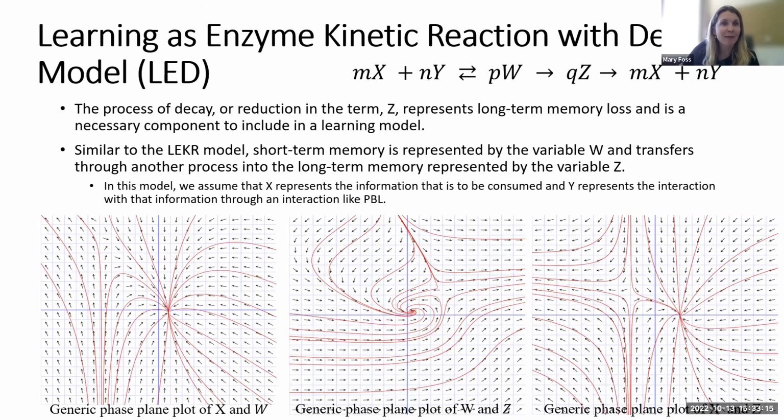The last one we examined was learning as an enzyme kinetic reaction with decay. This is building upon the last. You can see here we have our X and our Y. This is our information converted in, which is a reversible reaction to short-term, another reaction to long-term, and then a decay reaction where that Z, the long-term knowledge, is breaking down. This captures long-term memory loss and is a critical part of an accurate learning model.